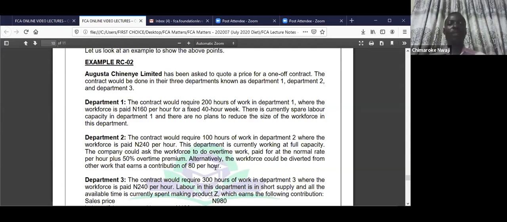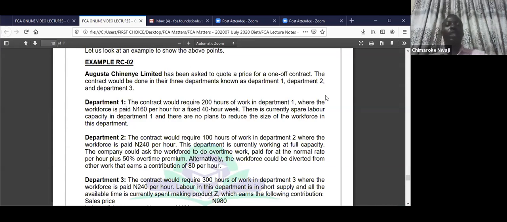Now look at Department 1. The contract would require 200 hours of work in Department 1, where the workforce is paid 160 naira per hour for a fixed 40-hour work. There is currently spare labor capacity in Department 1, and there are no plans to reduce the size of the workforce.